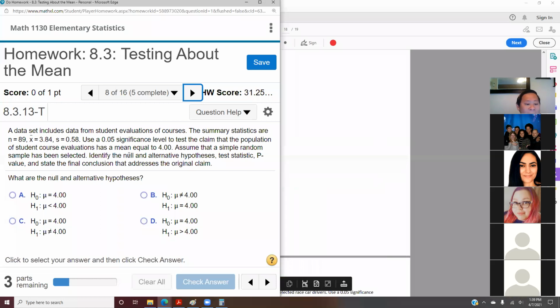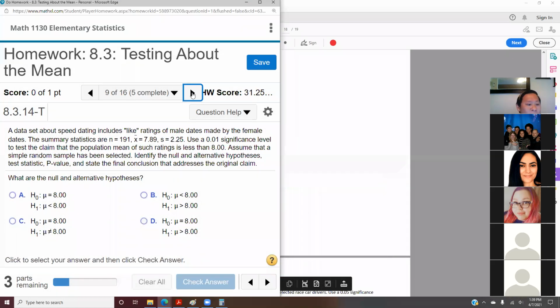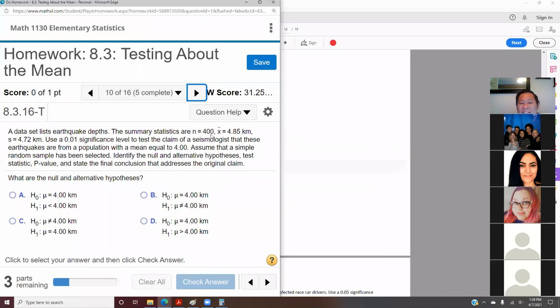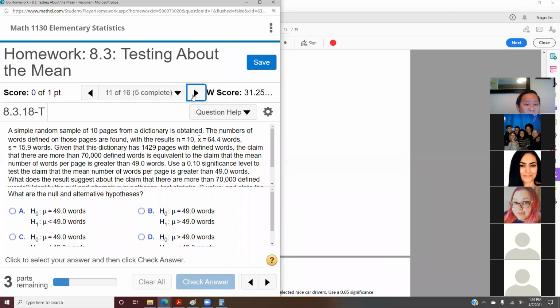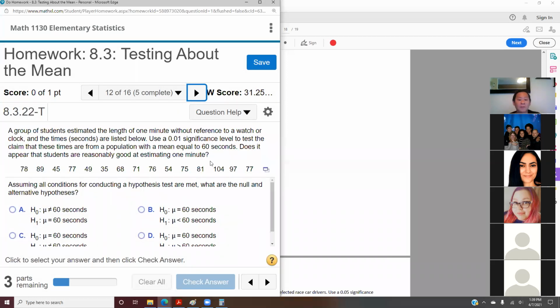So mostly they are the same as the previous one, but the only thing I'm going to point out to you is that in the previous example they gave you the statistics: the mean, the median, standard deviation, and all those things. This time they give you a bunch of data. So this is the data piece.